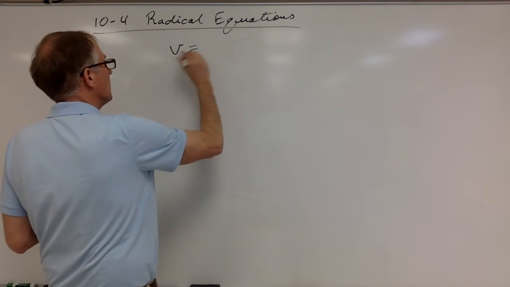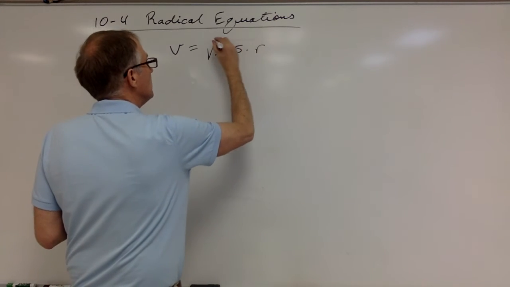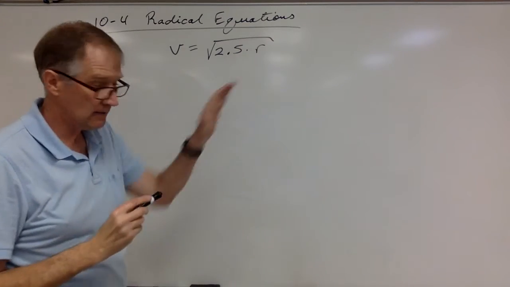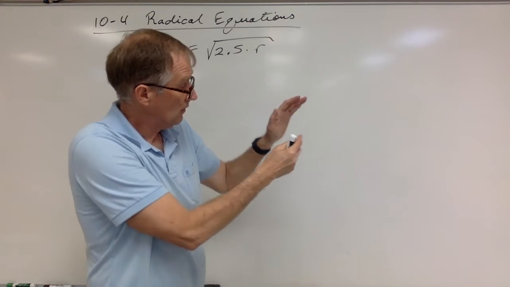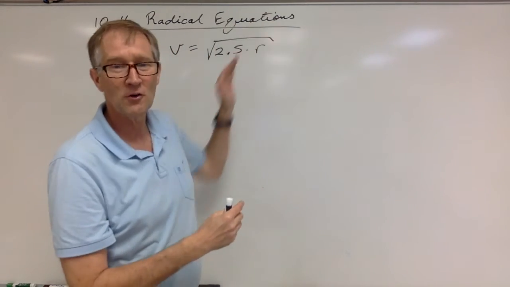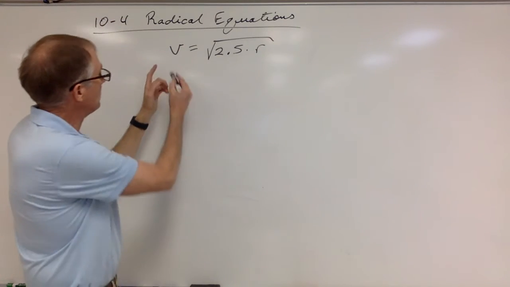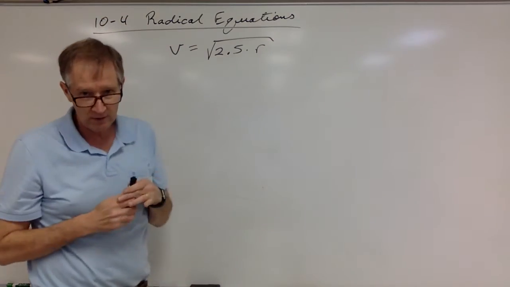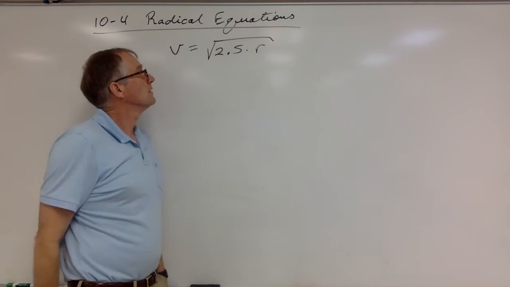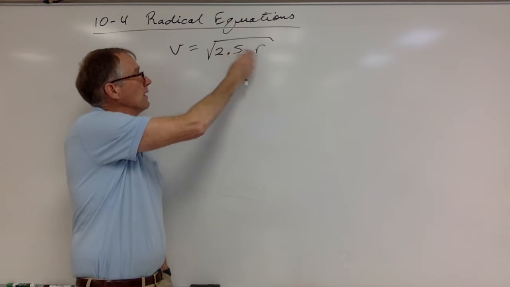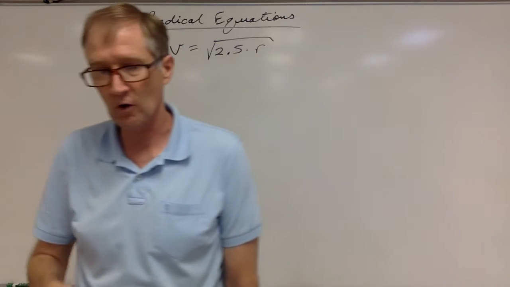V, which is the speed of the car, equals the square root of 2.5 times the radius of the turn. How tight is the turn? The tighter the turn, the smaller the radius. The wider the turn, the longer the radius. This is easy if you want to figure out, if the radius of curvature of the turn is like 9, well, put 9 in there, multiply that out and take the square root on your calculator. You can figure out the maximum speed that you can go around the turn.